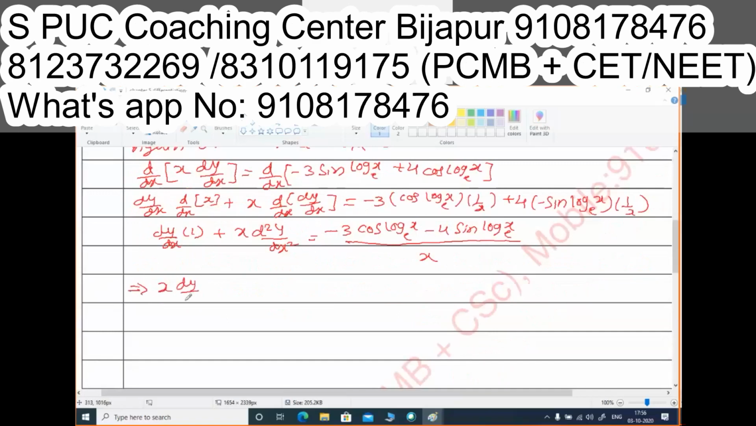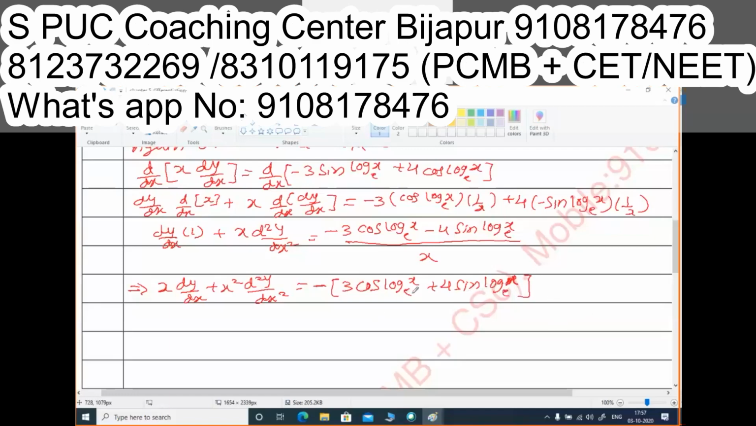Multiply by x: here is one x, x into dy by dx, plus x square d square y by dx square, which equals, I am taking out minus first. Why I am taking it, you will get it. So minus of 3 cos log x to the base e plus 4 sine log x to the base e.